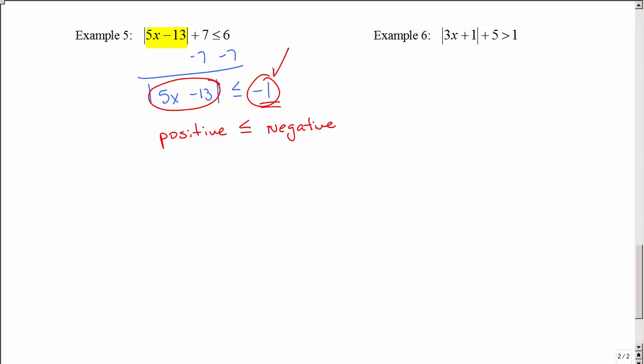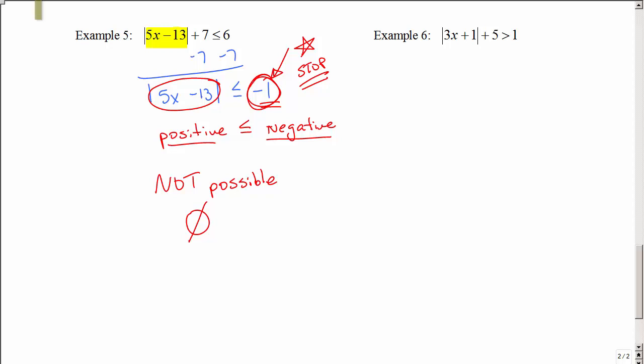When you have a negative on that symbol, you want to stop and ask yourself, hey, what's going on? All right, so we have something positive, less than negative. Is that possible? Are positive numbers ever less than negative? No. So this is not possible. So that means we have no solution. It's the negative that brings up those red lights and says, wait a minute, I need to think about this. All right, let's look at the next example.